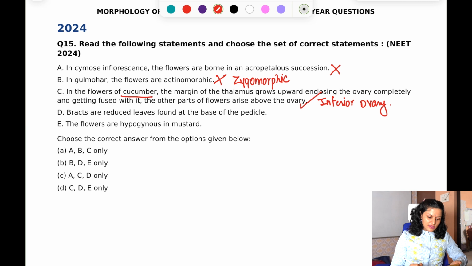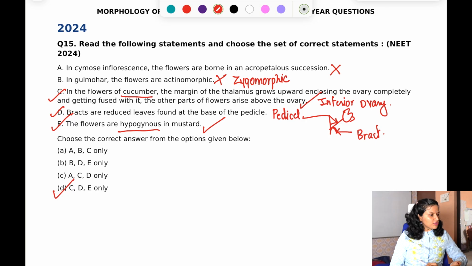This is correct. Bracts are reduced leaves found at the base of the pedicel. Spelling error, pedicel. Pedicel is the stalk of the flower and bract is the small leaf that is found underneath it. The flowers are hypogynous in mustard. Superior ovary. Isn't it correct? Yes. So C, D and E are correct. So option D is correct for question number 15.